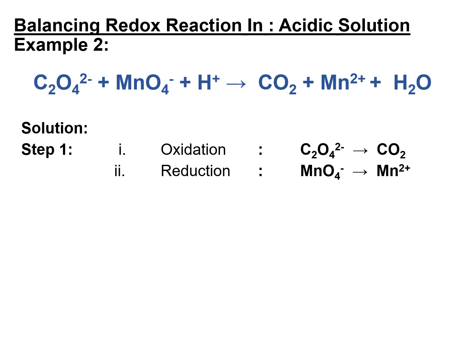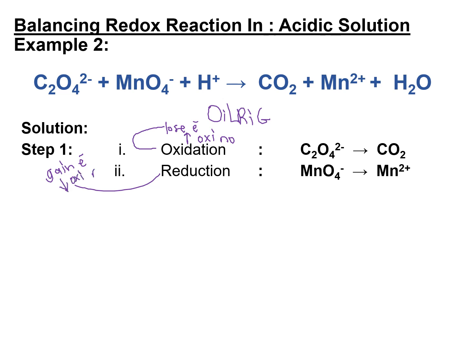So, you bolehlah keluarkan balik OIL RIG tadi, kalau you tak tahu mana satu yang lose ke, gain electron ke. So, oxidation ialah bila substance tu lose electron ataupun ada increase in oxidation number. Manakala reduction pula ialah bila substance tu gain electron atau bila dia ada decrease in oxidation number.